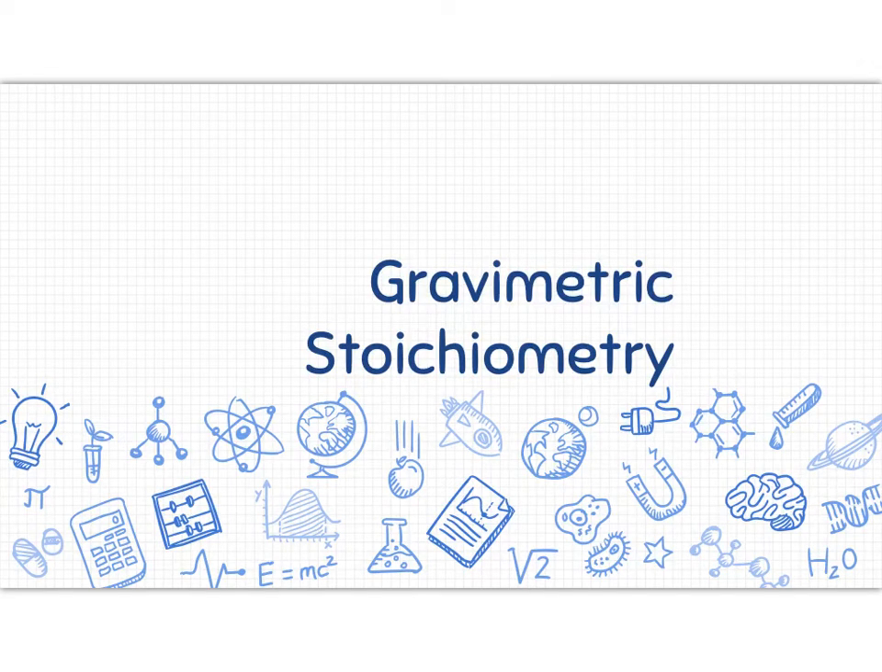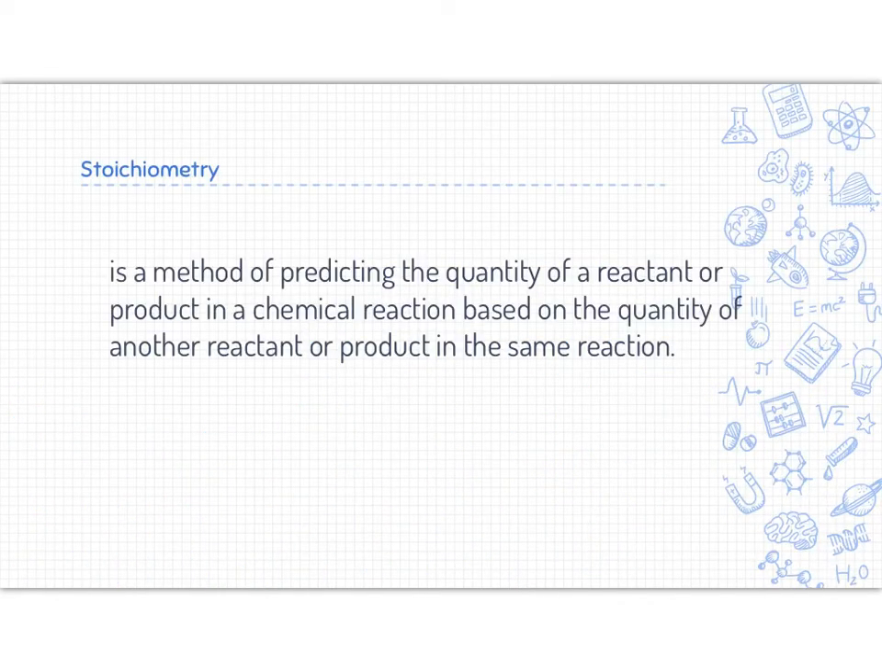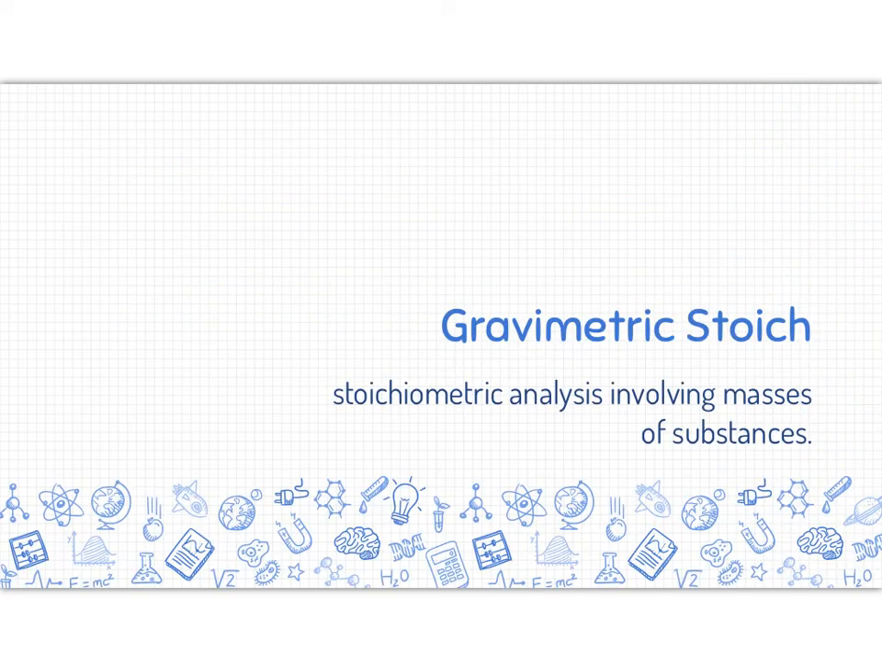Gravimetric stoichiometry. Stoichiometry is a method of predicting the quantity of a reactant or a product in a chemical reaction based on the quantity of another reactant or product in the same reaction. Gravimetric stoichiometry is stoichiometry that involves the mass of a substance. So a mass is given when we're looking at gravimetric stoich.